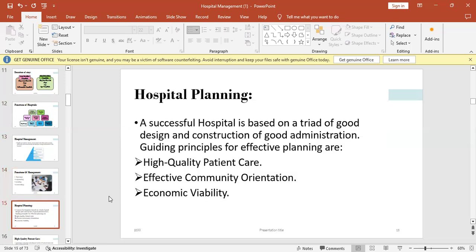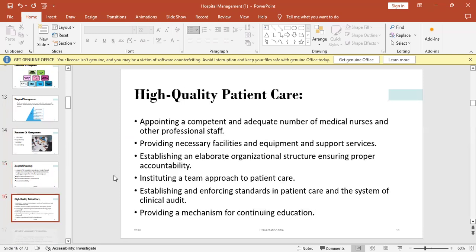Now, hospital planning. A successful hospital is based on a triad of good design, good construction, and good administration. Guiding principles for effective planning are high quality patient care, effective community orientation, and economic viability.